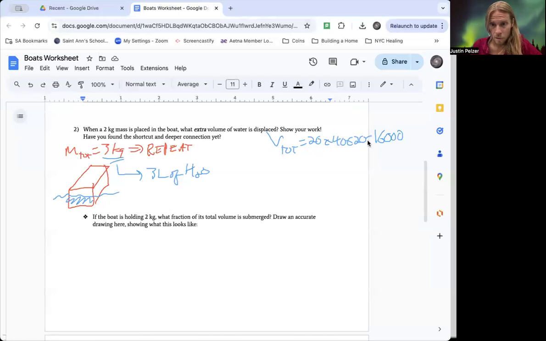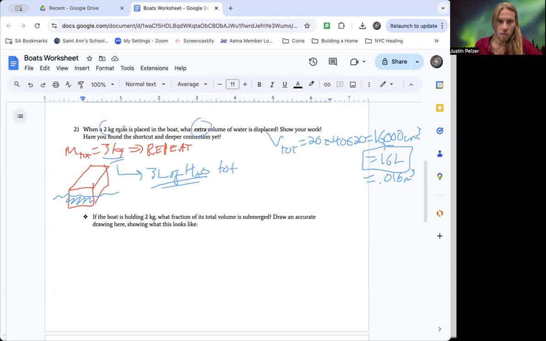16,000 cubic centimeters, which sounds like a lot, but remember I divide by 1,000, that's 16 liters or 0.016 cubic meters. I like this one because it makes sense to me. I'm displacing 3 liters of H2O total. The extra volume for 2 kilograms is going to be 2 liters more displaced.